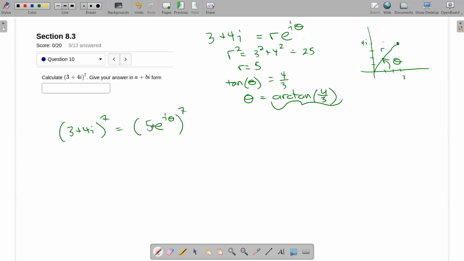And this is way easier, right? This is just a multiplication. And power of multiples means I have 5 to the seventh. There's my new radius. And then I have e to the i times 7 theta, right? Power to powers, multiply the powers. Translating that to a plus bi, I use Euler's formula, which says this is 5 to the seventh times the cosine of 7 theta, where again, this is my theta, plus i times 5 to the 7 times the sine of 7 theta.